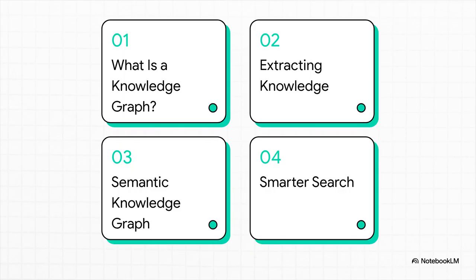So here's the plan. First, we're going to cover the absolute basics. What even is a knowledge graph? Then, we'll get into the detective work of how you pull knowledge out of plain old text. After that, we hit the really cool part, the semantic knowledge graph. And finally, we'll see how this all comes together to power things like search and recommendations.